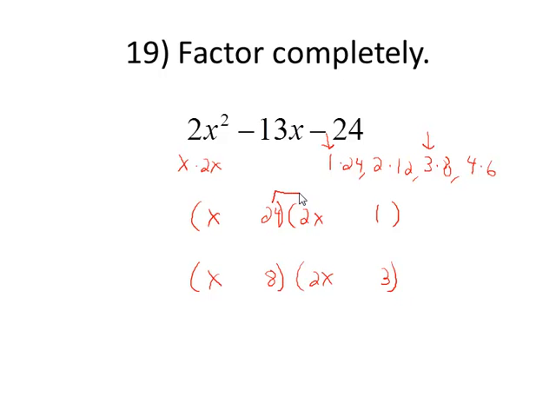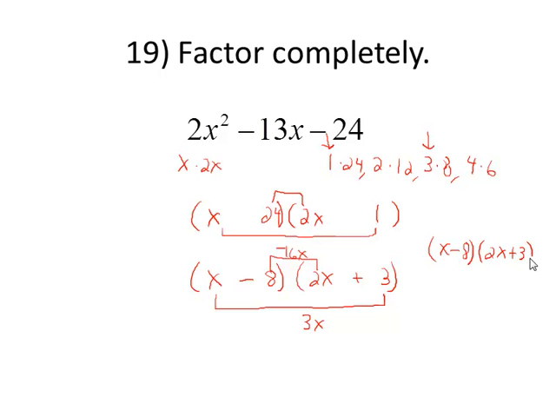If I look at the inner and outer products of the first one, I have 1x and 48x. That will not give me negative 13x. But if I look at this one, here's 16x in the middle and 3x on the outside. To make negative 13x, I can do it if the 16 is negative, which will mean the 8 is negative and the 3 is positive. x minus 8 times 2x plus 3.